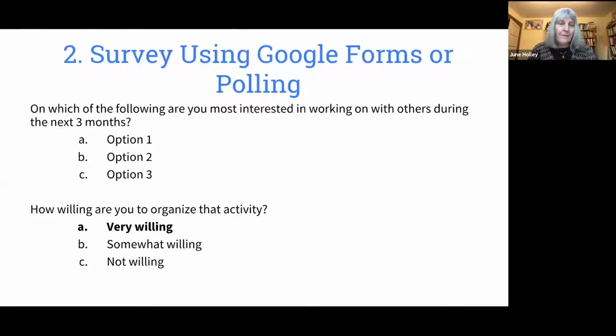Next slide. You can use a survey that says, which of the following are you most interested in working on, and give them some options, and also ask that really powerful question, how willing are you to help organize that activity? And that's where you can identify some of the coordinators you're going to need for these projects. Next.